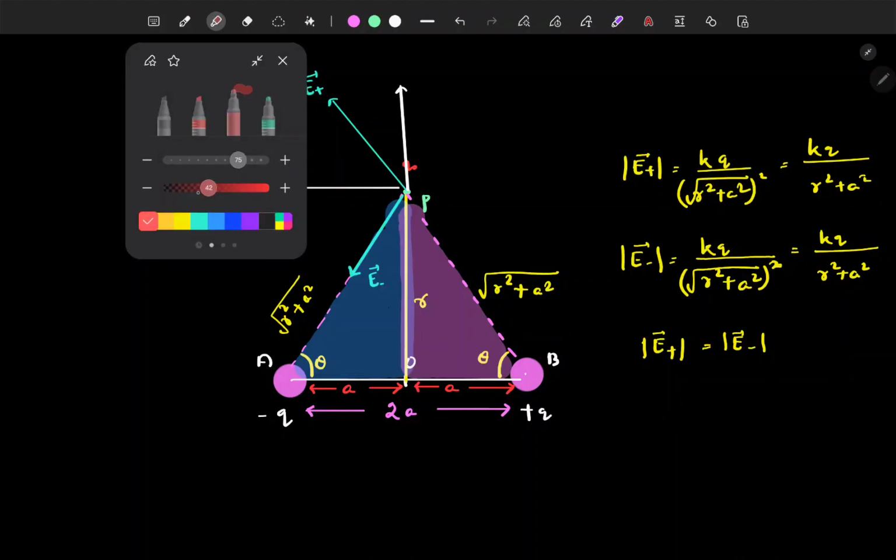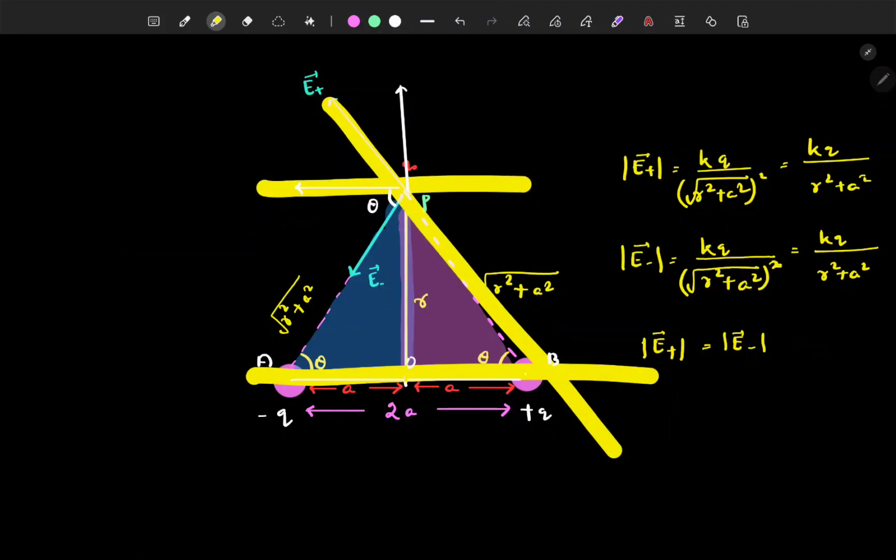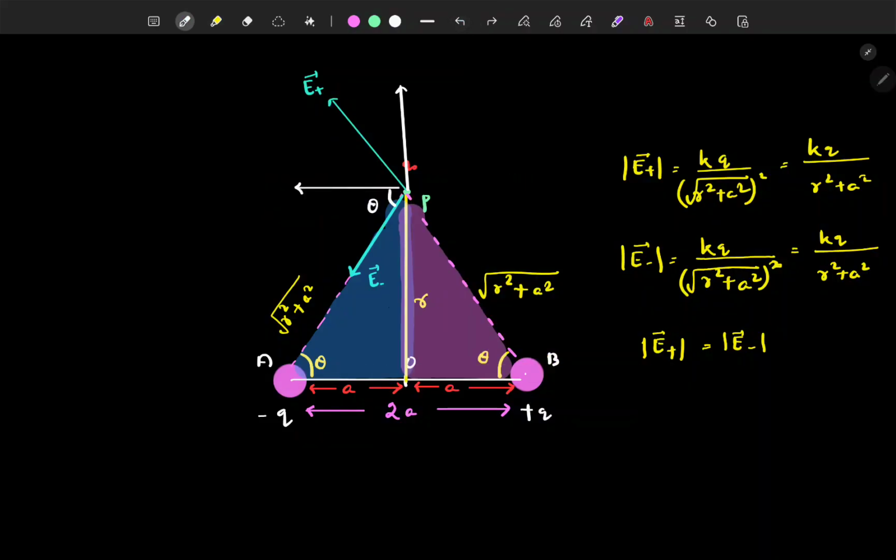Z format concept: so this angle is theta, means this is also theta, that means these two are parallel lines and this is the intersecting line. Another case, these two lines are parallel, this intersects, this is theta, means this is also theta. So this angle is also theta. Angle attaching component, cos component, this is E plus cos theta, this will be E plus sin theta.